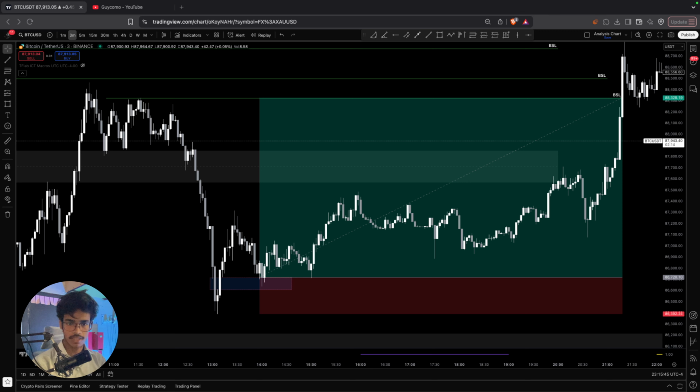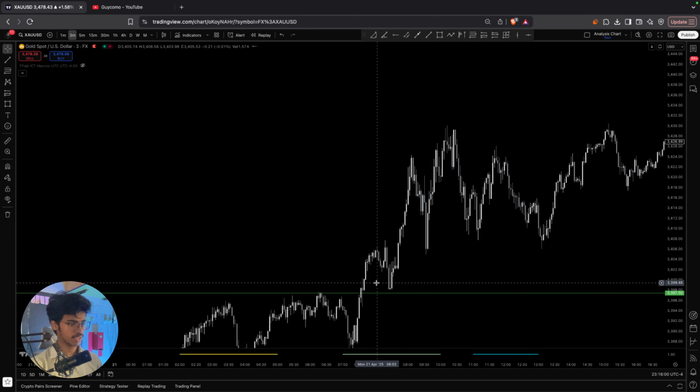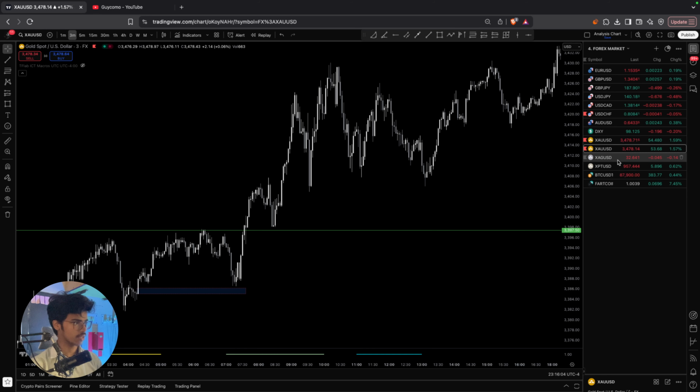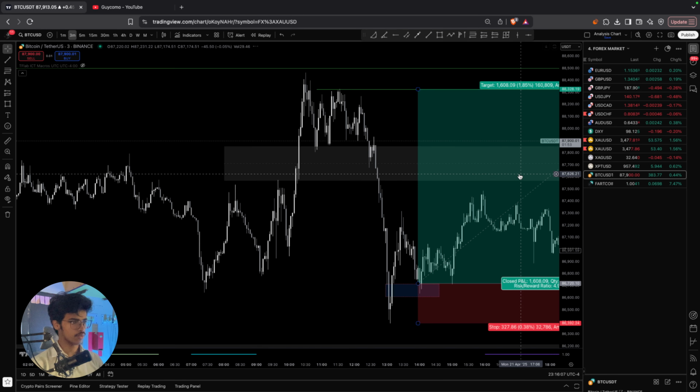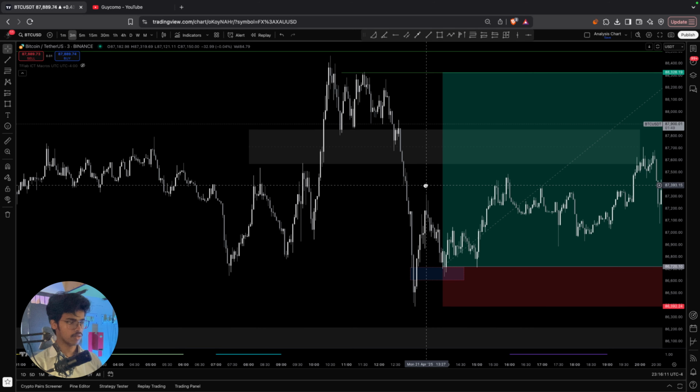I discovered with one of my friends that Bitcoin doesn't follow the kill zone thing, like when it comes to gold. If I show you gold, there is a particular time period which I have to wait for my setup to form. But in Bitcoin, I don't have something like this. There is no particular kill zone. If I discover some time factor in Bitcoin, I'll let you know.